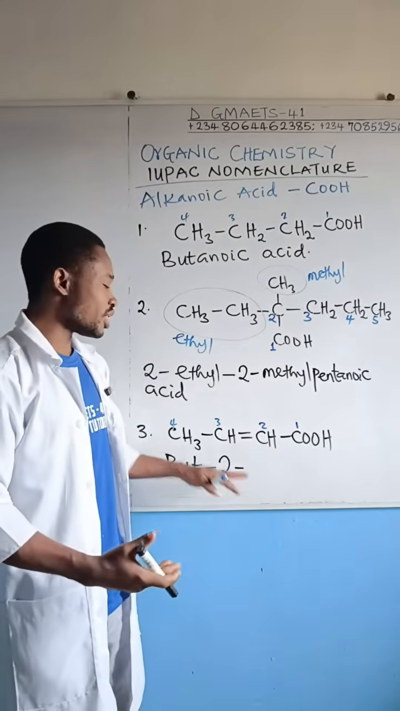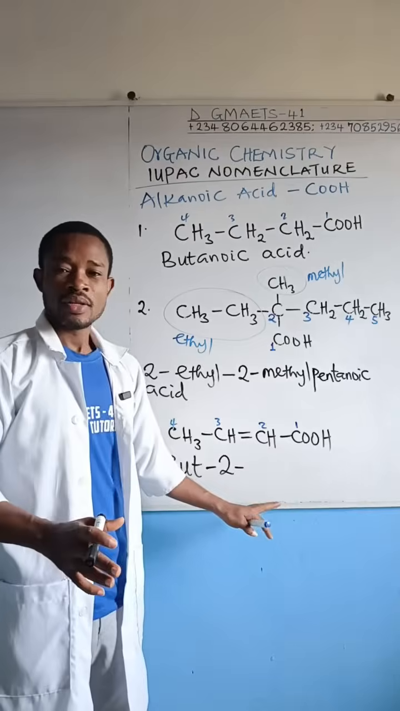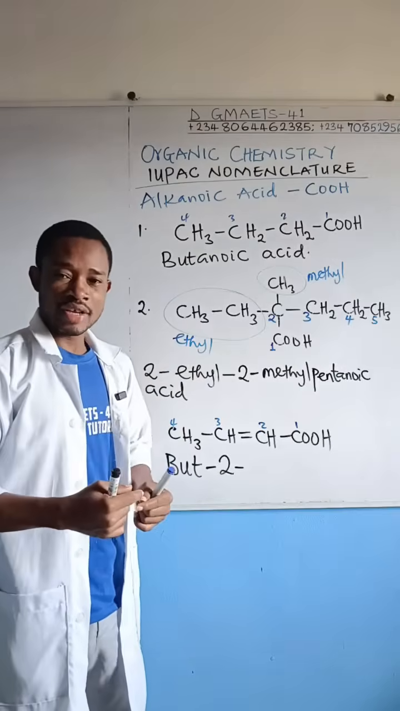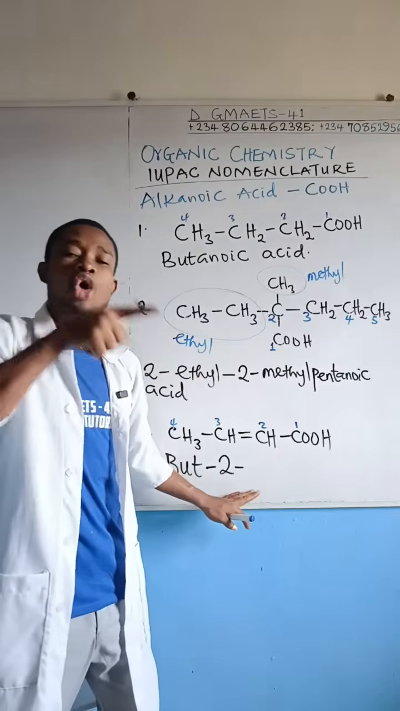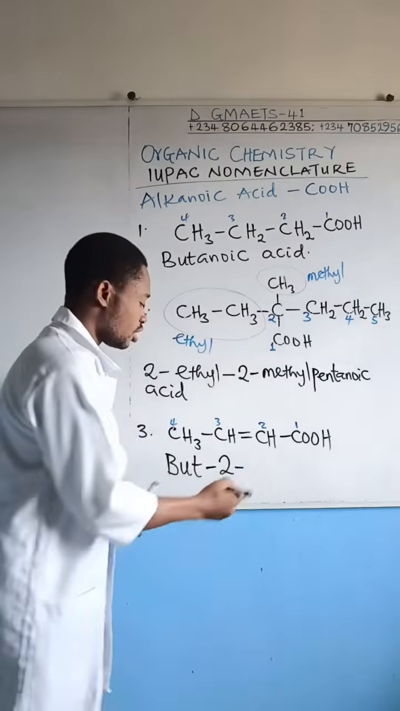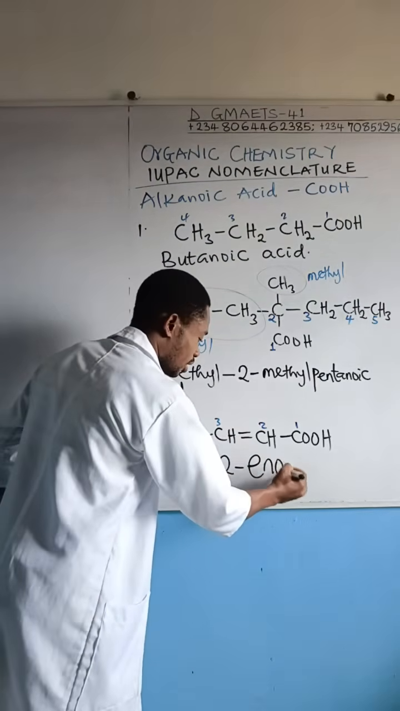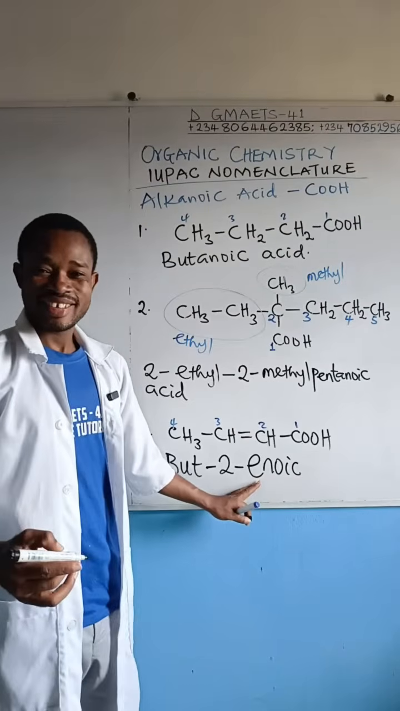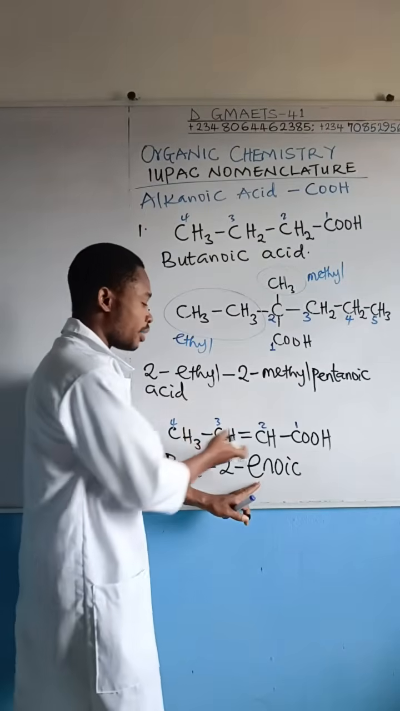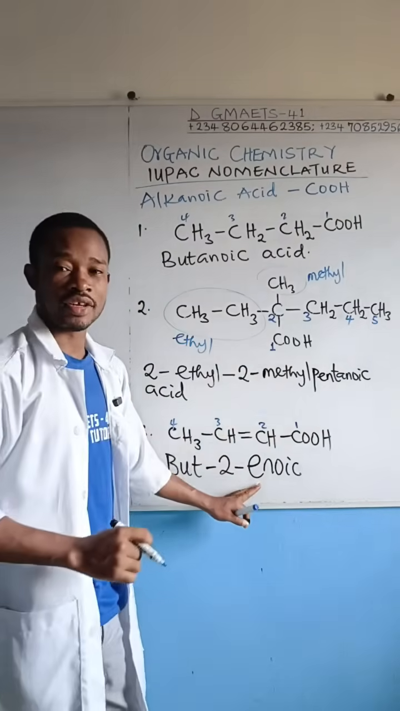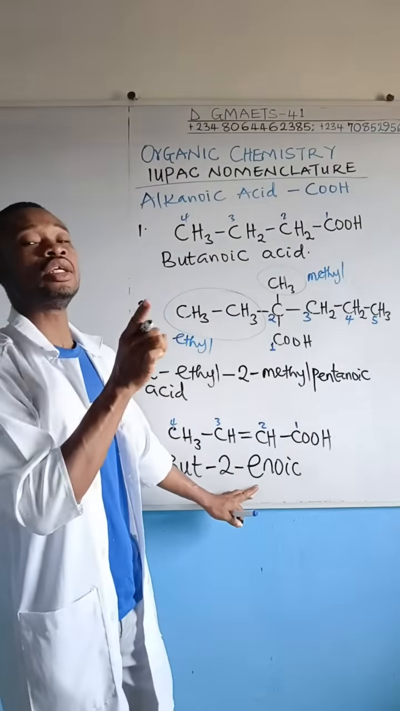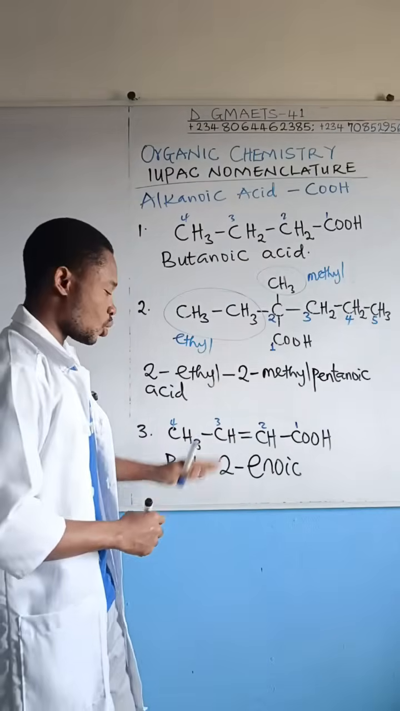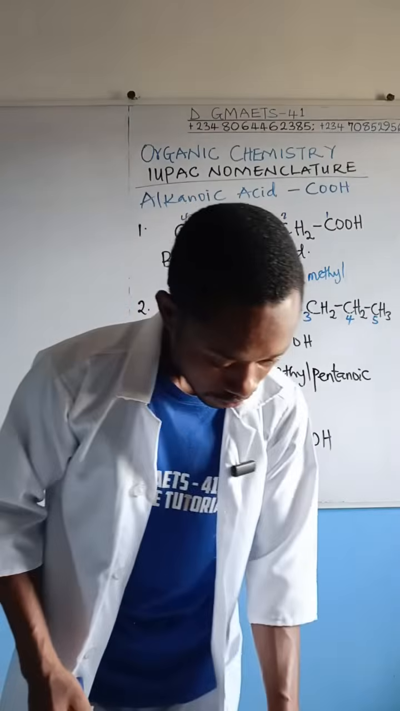But I cannot say "ene" like that, because this is not an alkene. This is an alkanoic acid. So that "ene" now will bear "oic," and therefore we have but-2-enoic. Enoic. So instead of using "anoic," which is for cases where the carbon skeleton has only single bonds, in this case it's going to be "enoic," respecting the alkene functional group there. So that is what you do in this case.